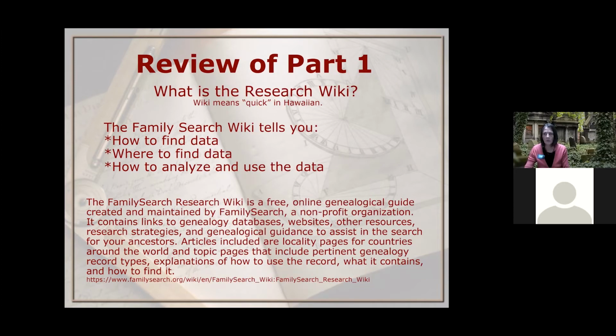We're just going to quickly review what we learned last week. We won't go into too much detail again, because hopefully you will have watched that one or will watch it. So what is the Research Wiki? Again, Wiki means quick in Hawaiian. So this is a quick way to learn new information about your family. It tells you how to find data, where to find data, and how to analyze and use the data that you find. It's free. It's online in the FamilySearch Family Tree site, and it's a genealogical guide created specifically to help people find databases, websites, resources, strategies, and have genealogical guidance so that we can search for our ancestors very well and find them.